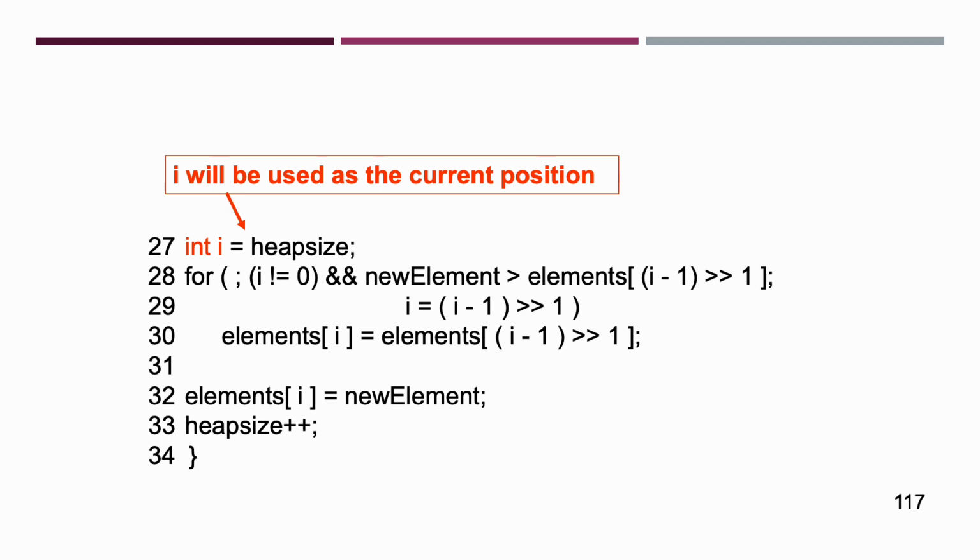So the for loop checks two conditions. First, i must not be 0, because that indicates we have reached the root. Second, the new element must be greater than its parent to maintain the heap property. If these conditions hold, we do the following. First, calculate the parent index using (i - 1) >> 1, which divides by 2, to find the parent in the heap structure. Move the parent element down to the current index i. Then update i to the parent index, effectively moving up the tree to find the correct position for the new element. After the loop terminates, i holds the position where the new element should be placed.